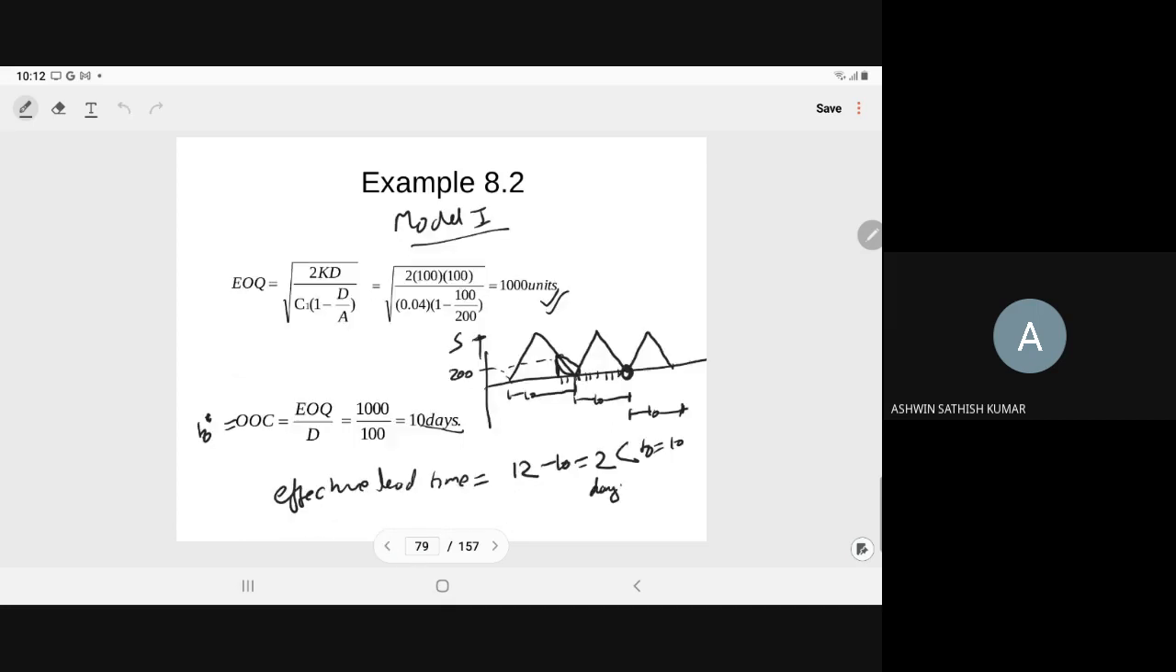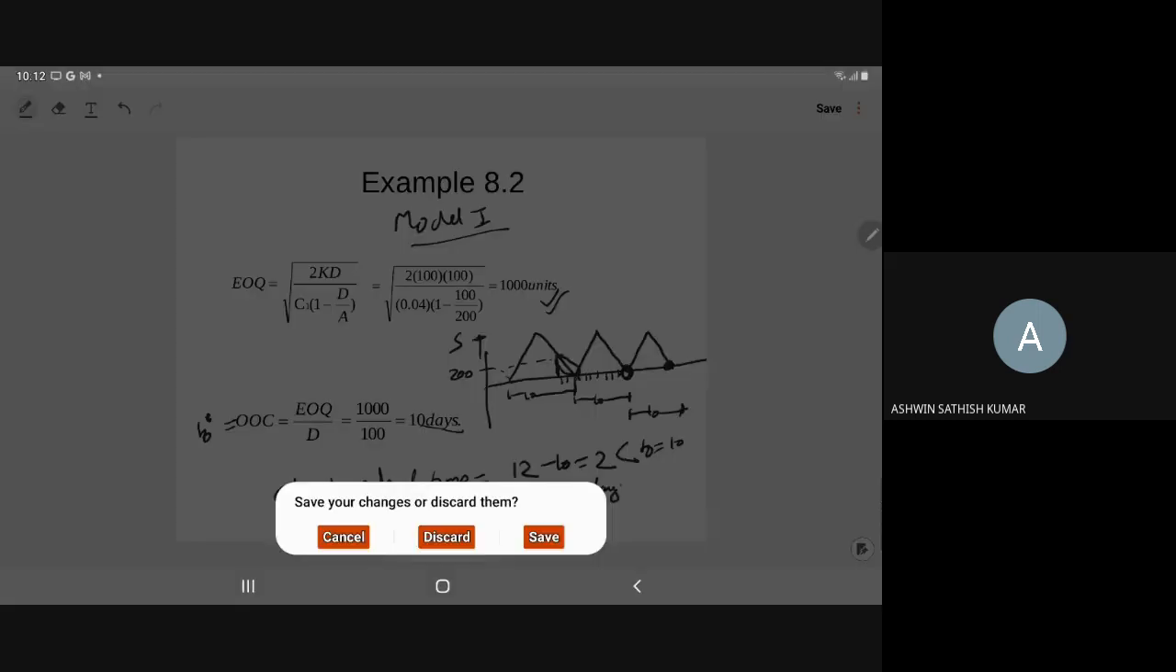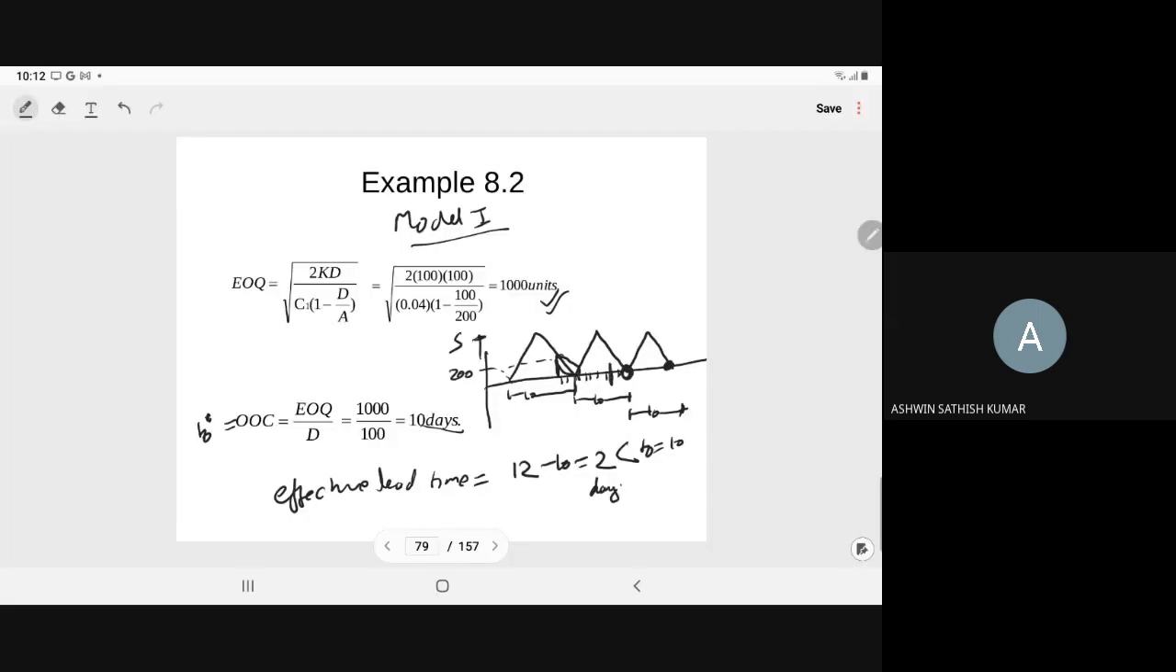At this point, when we require the item, at this level you have to reorder. Whatever you have ordered earlier, you have not received. So one order is pending, and the current inventory level is 200 units, that is d into l. At that time you have to reorder. So that is the optimum ordering policy.